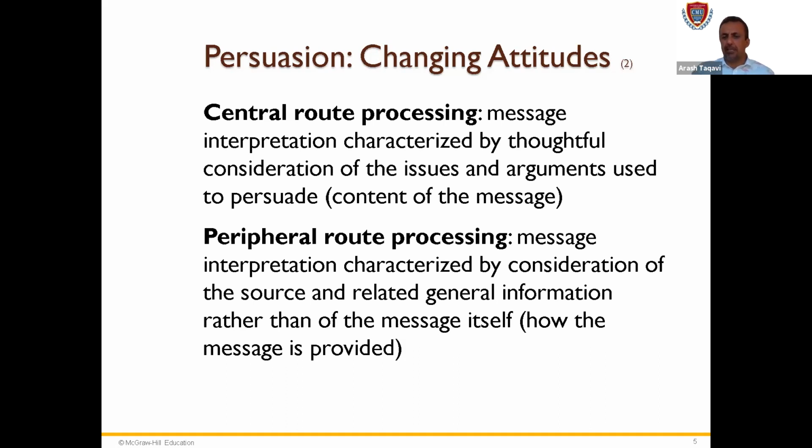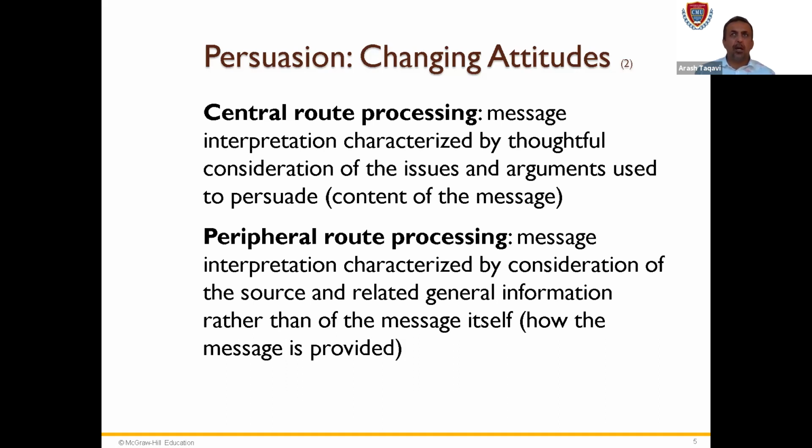But in peripheral route processing, we are talking about how the message is provided. It is about the form of messaging, not about the content. It's not important what you are talking about. It's important how you are talking about that topic. It's about your body language, your tonality, your voice. For example, if you send a text message, the emojis or GIFs you are using are all about the ways, the procedure by which you are sending your message, or providing your message, or receiving the message.